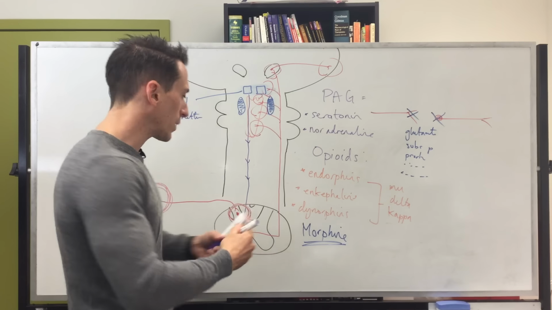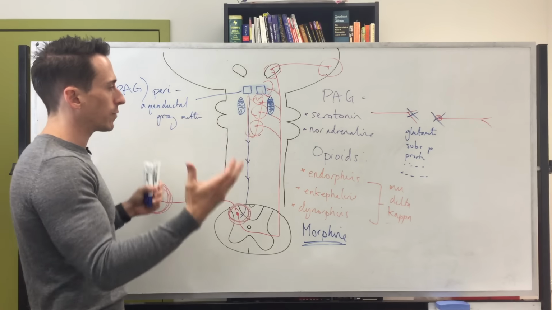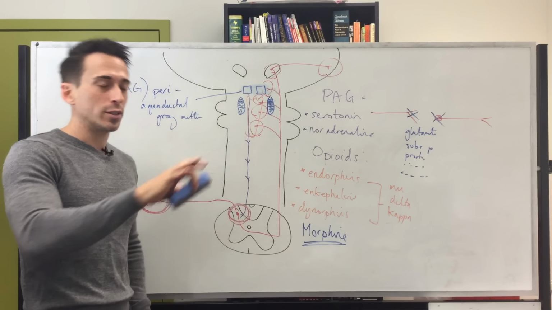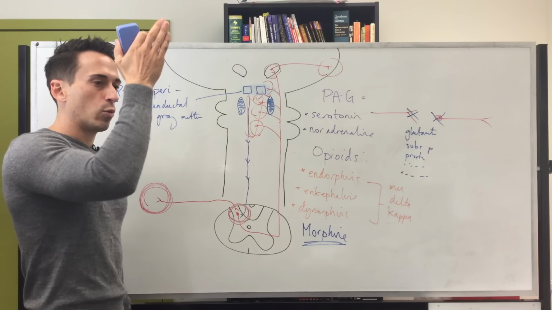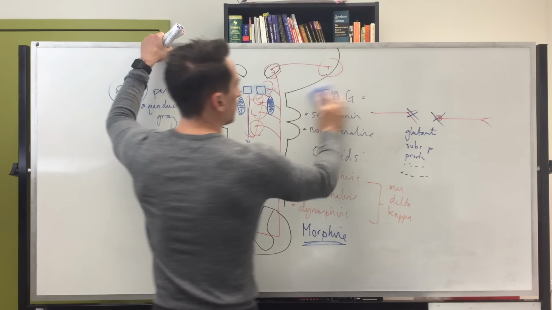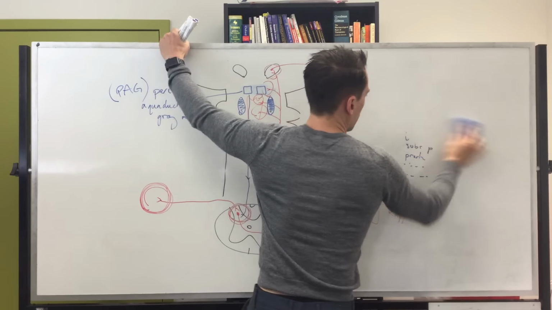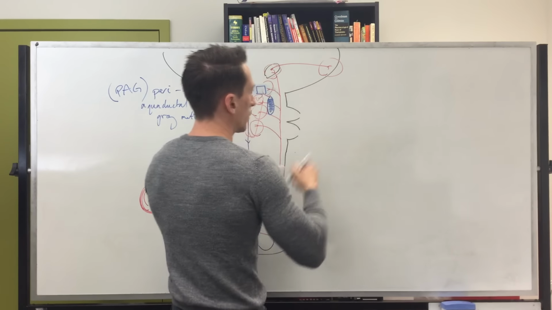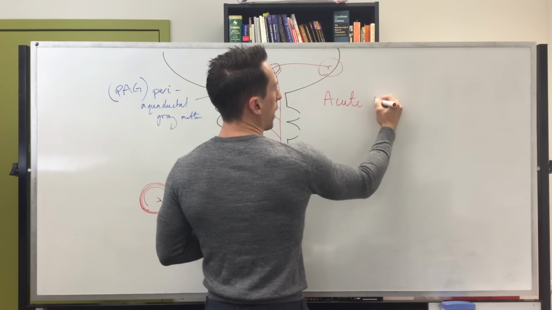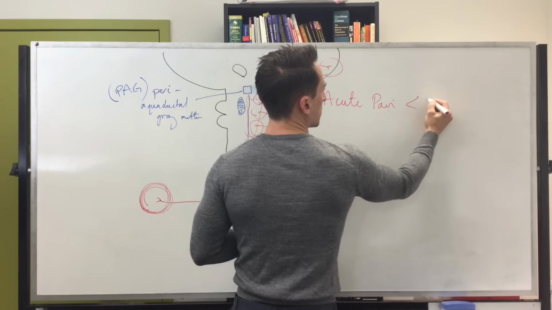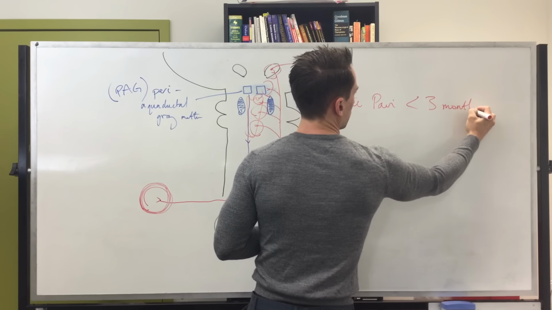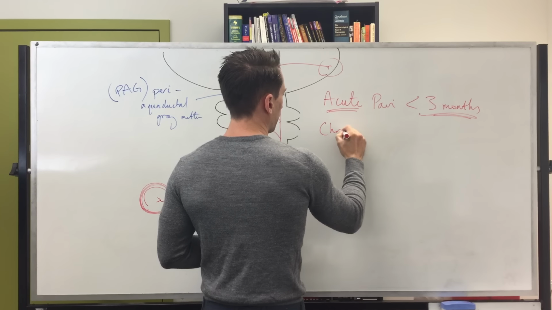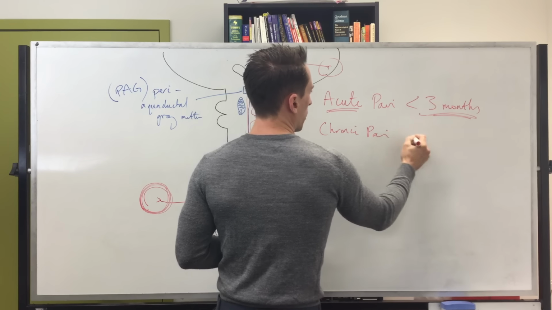All right. Okay, so what else? What other types of drugs and medications can we use? Well, the first thing we need to talk about as well, before we move on to other types of meds, is that you can have what's called acute pain and chronic pain. Now, acute pain is pain that lasts less than 3 months. So acute is simply a time frame, right? Chronic is also a time frame. Chronic pain is greater than 3 months.